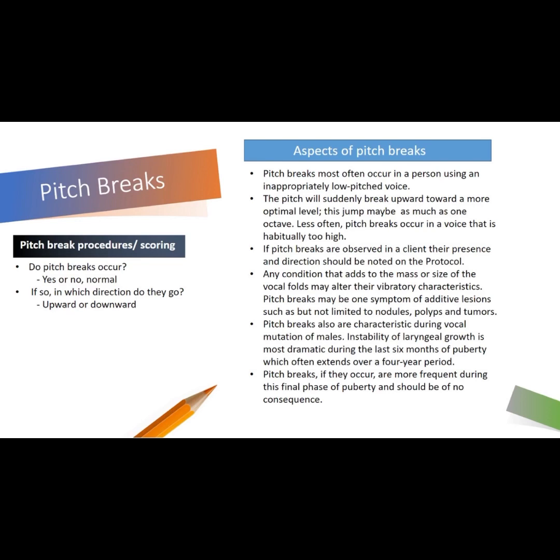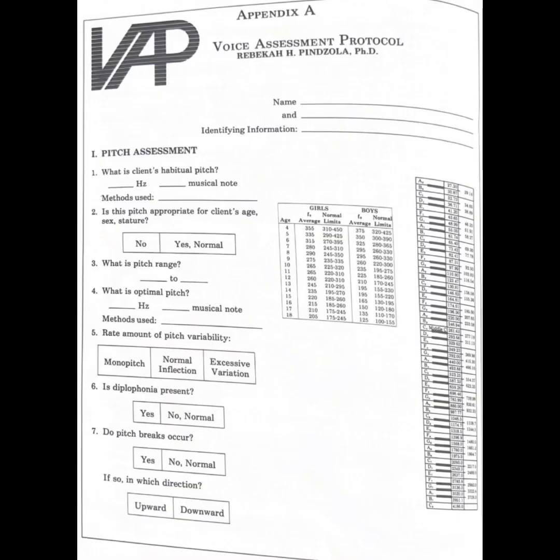Pitch breaks most often occur in a person using an inappropriately low-pitched voice. If pitch breaks are observed in a client, their presence and direction should be noted on the protocol. Any condition that adds to the mass or size of vocal folds may alter their vibratory characteristics. Pitch breaks, if they occur, are more frequent during the final phase of puberty and should be of no consequence. We should take note if pitch breaks occur, and if so, in which direction they go. The clinician will now go through the pitch assessment.